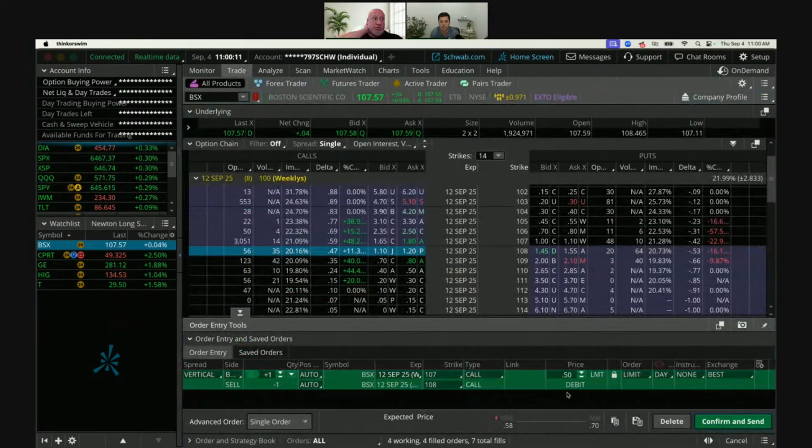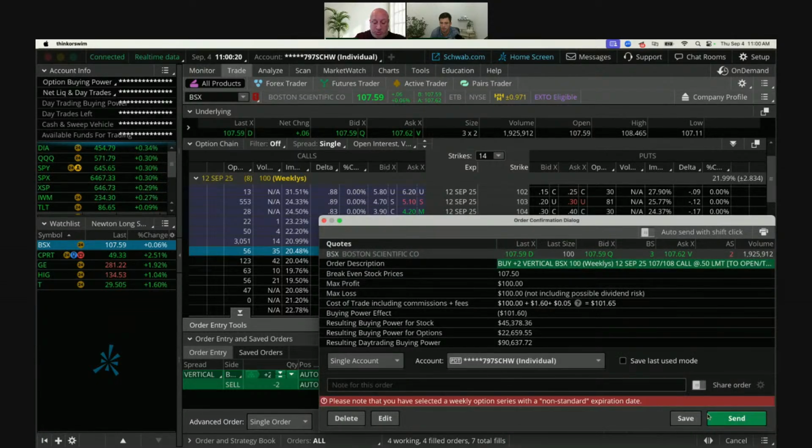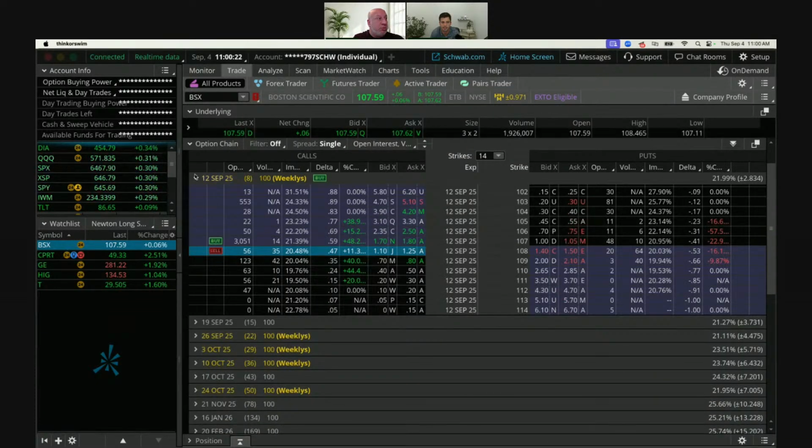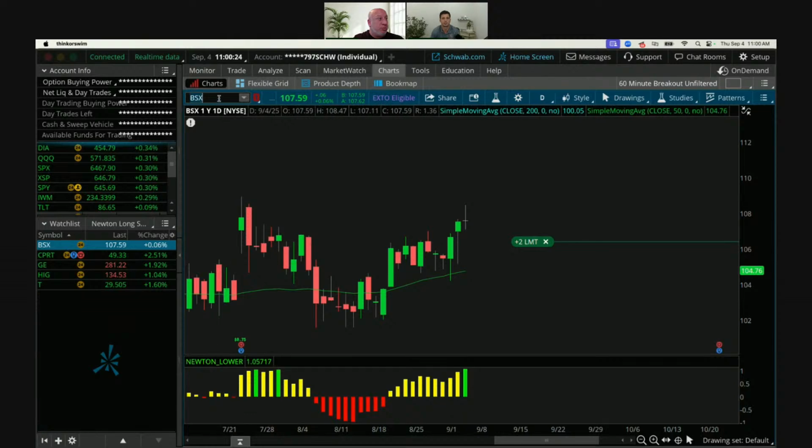So let me go ahead and send this off. Again, the bid ask is a little wide, so I'm going to use 50 cents. The cool thing is that Thinkorswim will do the math for me here. But let me go ahead and ship this off and let it sit, and we'll move on to those other tickers that we talked about.